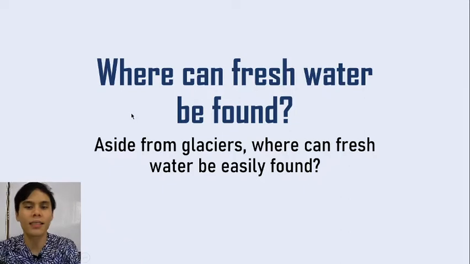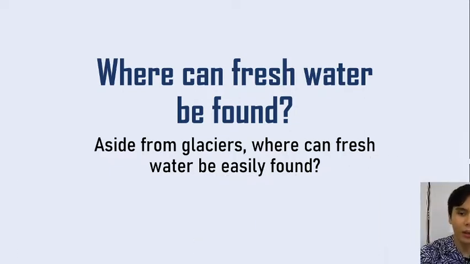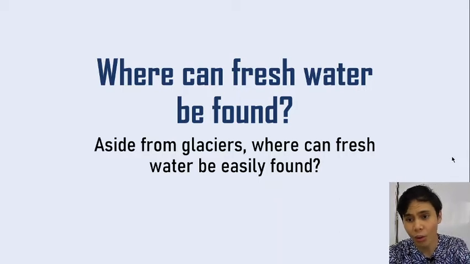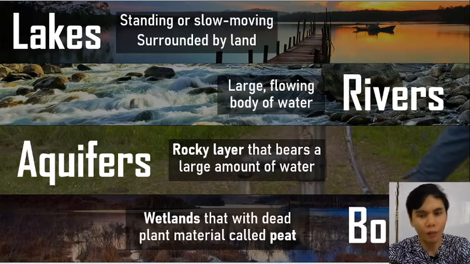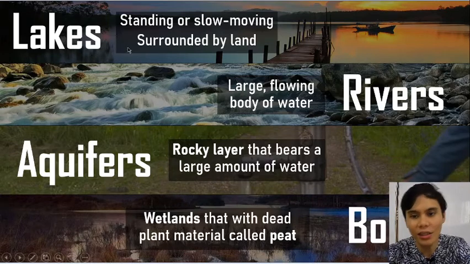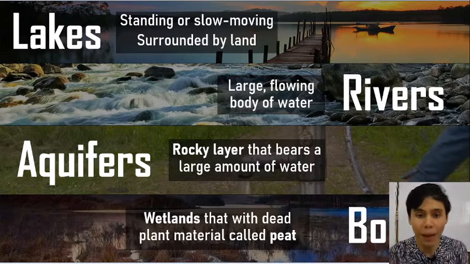What about the rest? Where can fresh water be found and be accessible? Fresh water can be found mostly here in these 4 types of biomes. Let's start with the lakes. These are standing or slow-moving bodies of water that are surrounded by land.